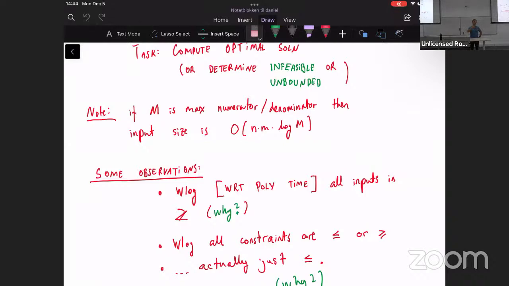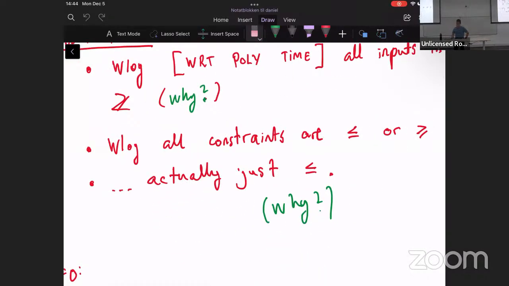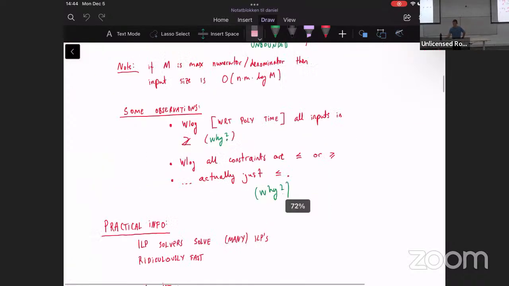And this is why I say that from the perspective of polynomial time algorithms, doubling the size of your inputs doesn't really matter. Okay, so now that we're only using less than or equal to or greater or equal to, I claim that it's in fact enough to only look at less than or equal to constraints. Just multiply by -1 and the inequality is going to turn in the direction that you want.